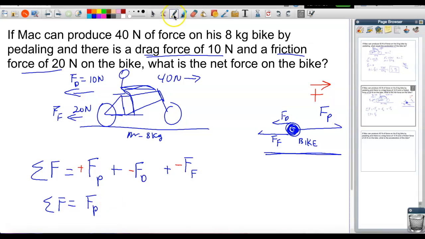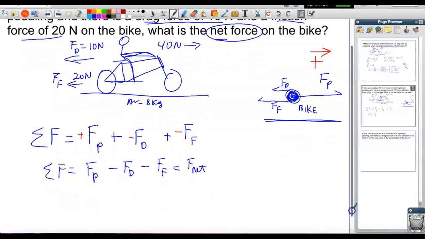So that will make our formula for the sum of the forces now: force push minus the drag force, minus the friction force. And right here it says we want the net force. And so all that is always equal to, when we do the sum of the forces, our net force.